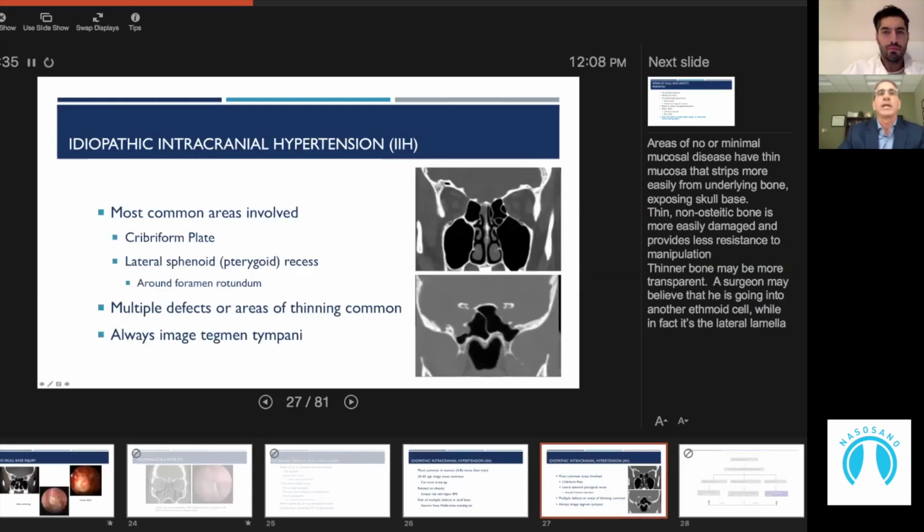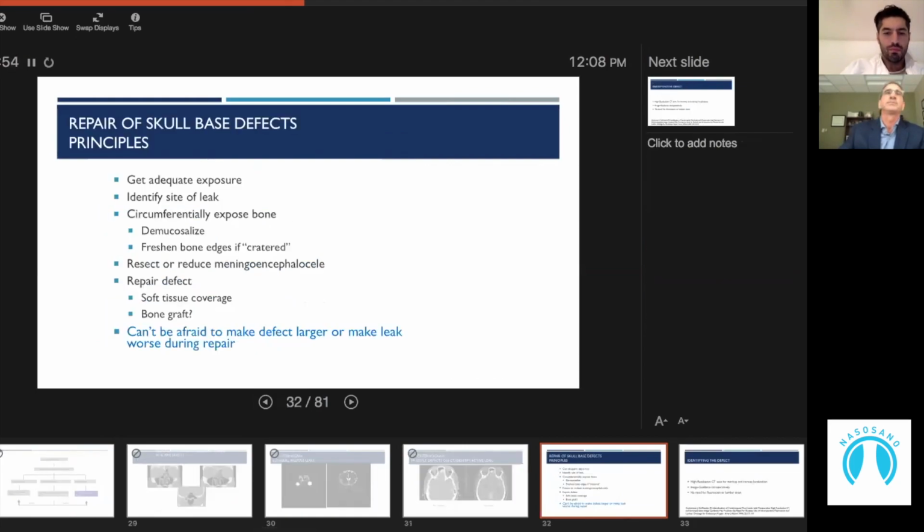The most common areas involved are the cribriform plate, as we can see in this top picture, and then the lateral recess of the sphenoid sinus. They're the most common areas. And again, multiple areas of thinning and bone defect are common. Always assess the middle ear in these patients. So now that we know causes and what to look for, how to work up these patients, let's talk about repair of skull base defects.